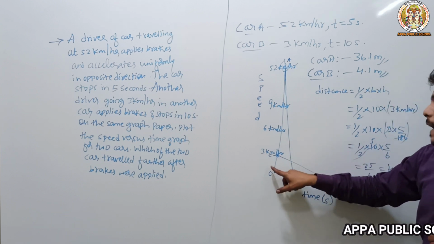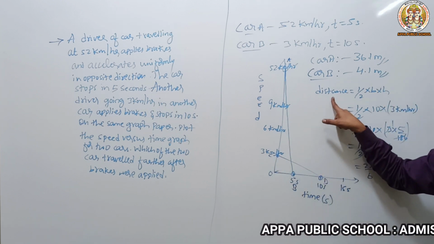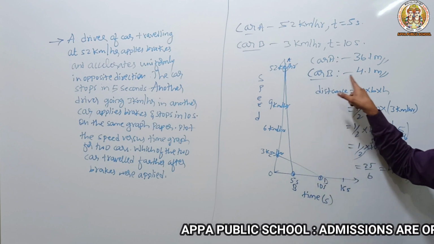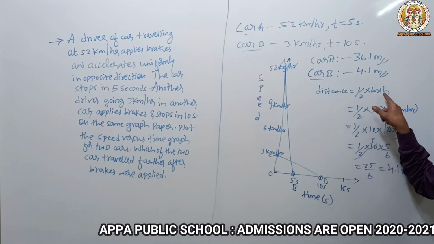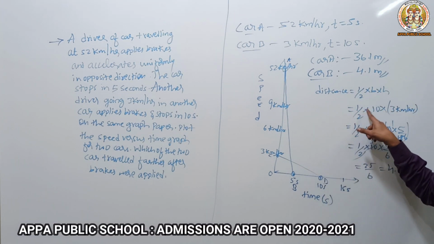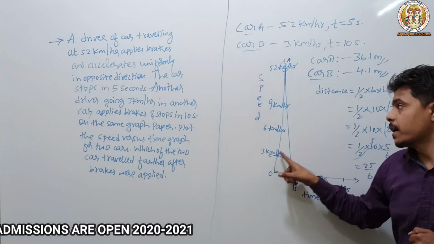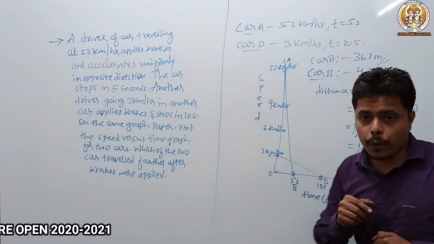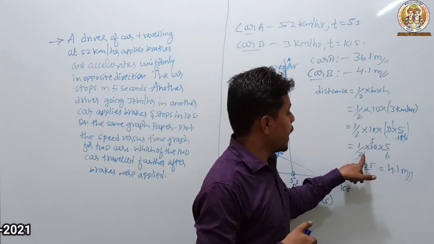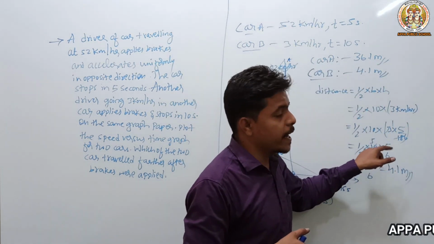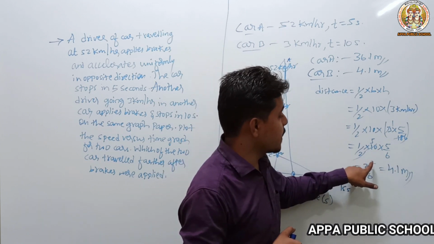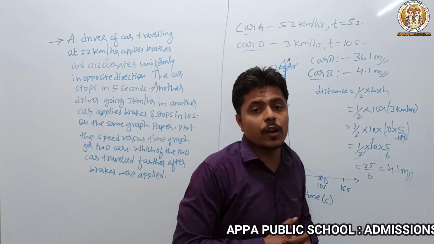And one more triangle OCD, we are going to use OCD for car B. Distance is equal to half into base into height. So half into base is 10 seconds, height is 3 km per hour. We have converted into meter per second, and half into 10 into 5 by 6, that is nothing but 25 by 6, which is 4.1 meter.